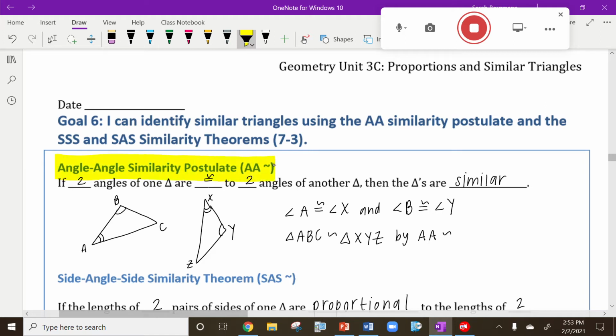Our first one is the angle-angle similarity postulate. You can abbreviate it AA. What it says is that if you have two angles of one triangle that are congruent to two angles of another triangle, you can conclude that the triangles are similar.